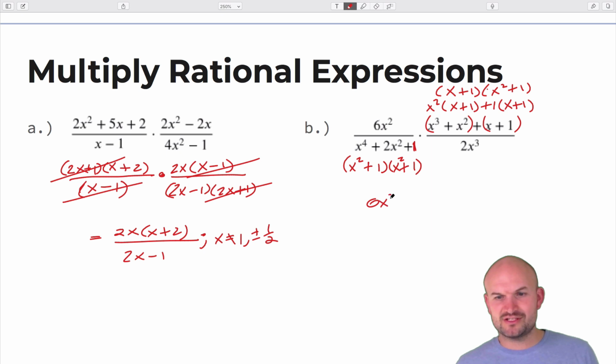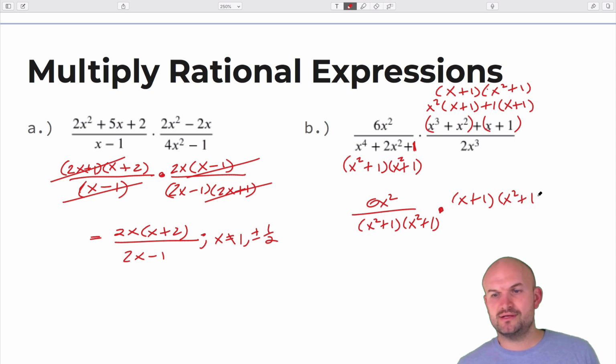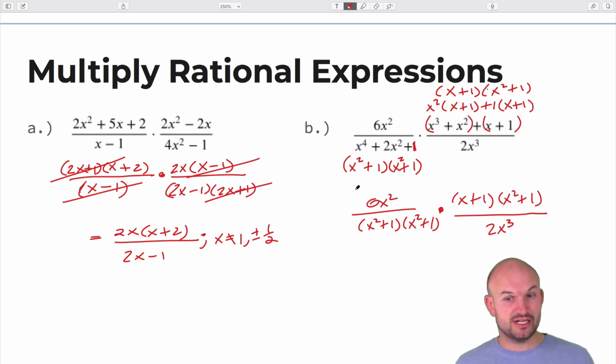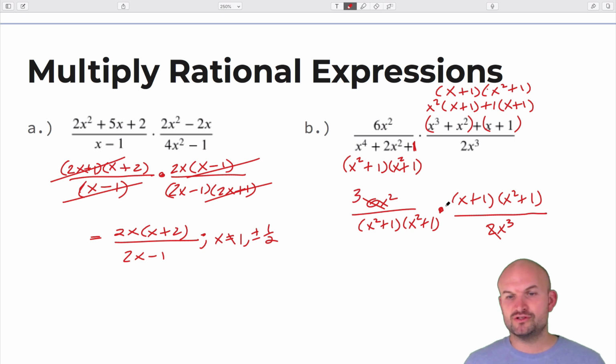So I have 6x squared over x squared plus 1 times x squared plus 1 times x plus 1 times x squared plus 1 all over 2x cubed. So now you can see that my 6 and 2, those are going to divide, right? Those simplify. So 6 over 2 divides just to 3. And then I have my x squared over x cubed. Well, that's going to go ahead and simplify just to leave me with an x.